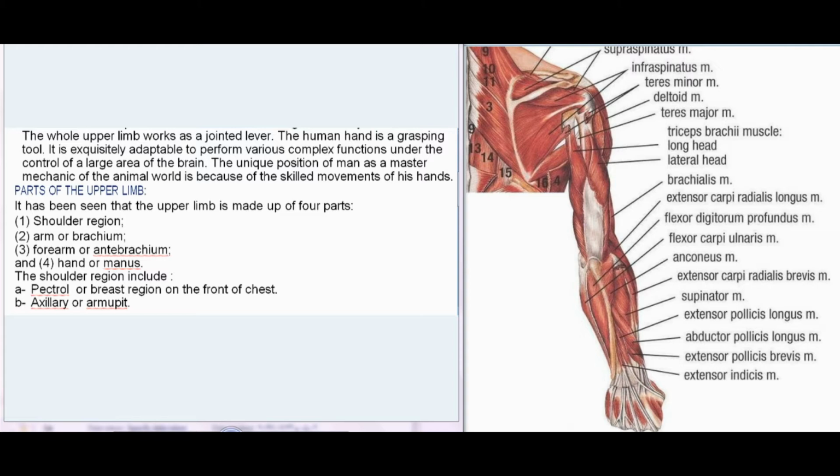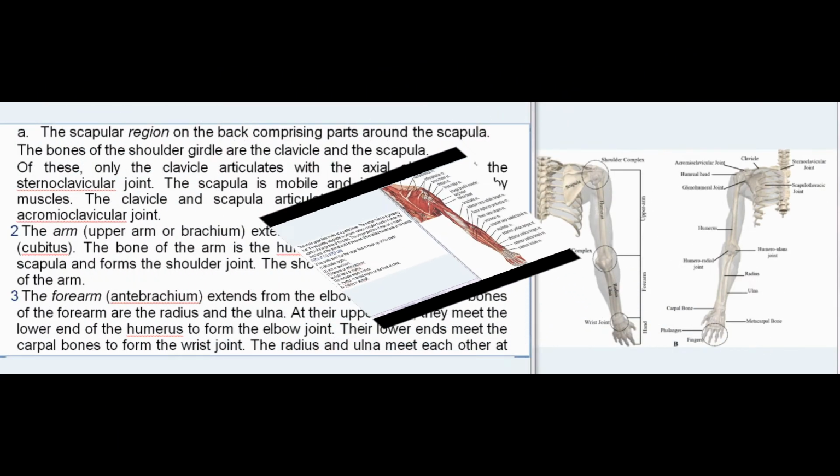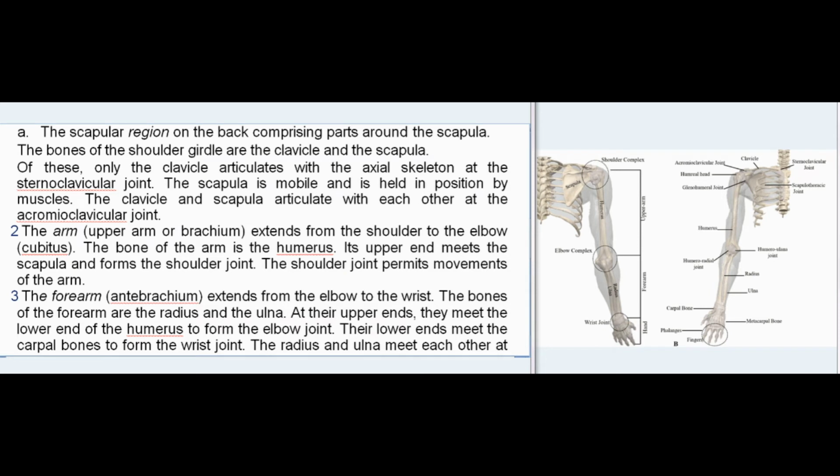It has been seen that the upper limb is made up of 4 parts: 1. Shoulder region, 2. Arm or brachium, 3. Forearm or antebrachium, and 4. Hand or manus. The shoulder region includes: A. Pectoral or breast region on the front of chest. B. Axillary or armpit. C. The scapular region on the back, comprising parts around the scapula.